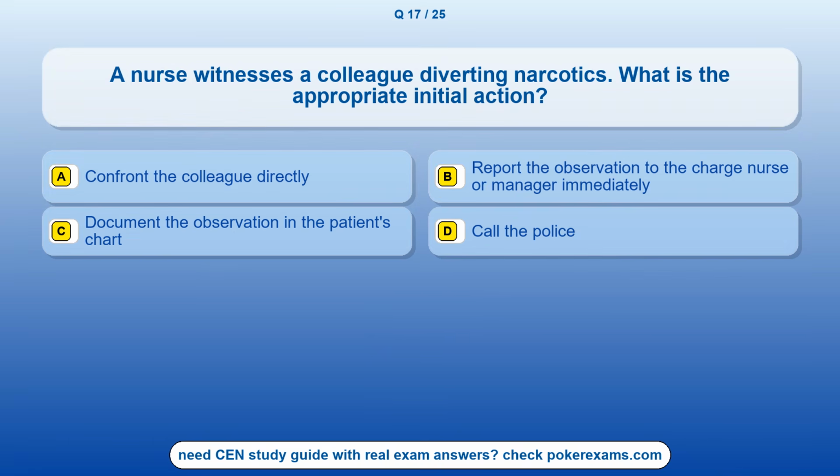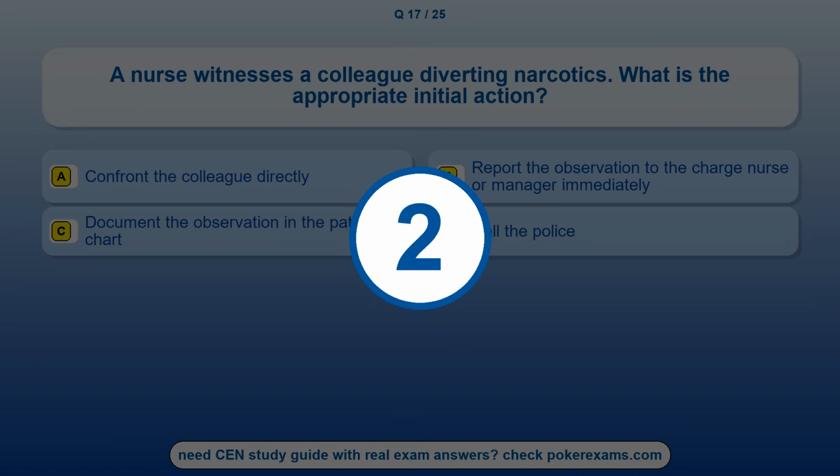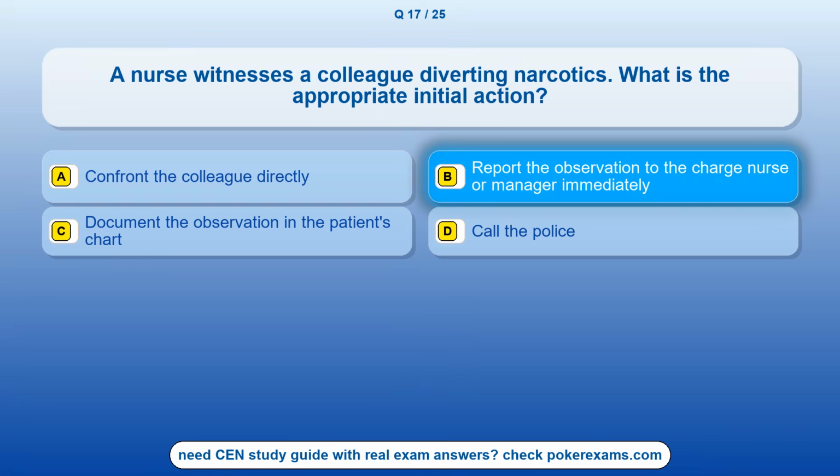Question 17. A nurse witnesses a colleague diverting narcotics. What is the appropriate initial action? Option A, confront the colleague directly. Option B, report the observation to the charge nurse or manager immediately. Option C, document the observation in the patient's chart. Option D, call the police. The correct answer is option B, report the observation to the charge nurse or manager immediately.